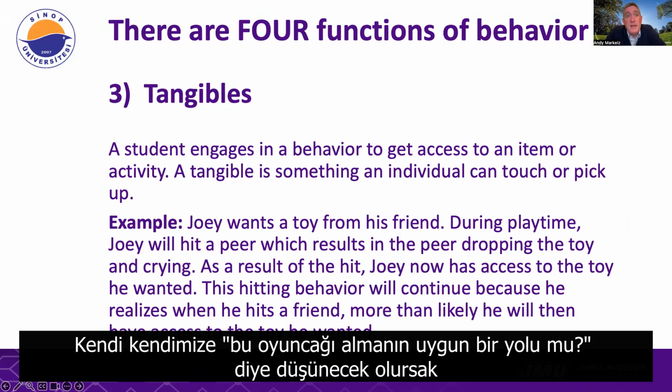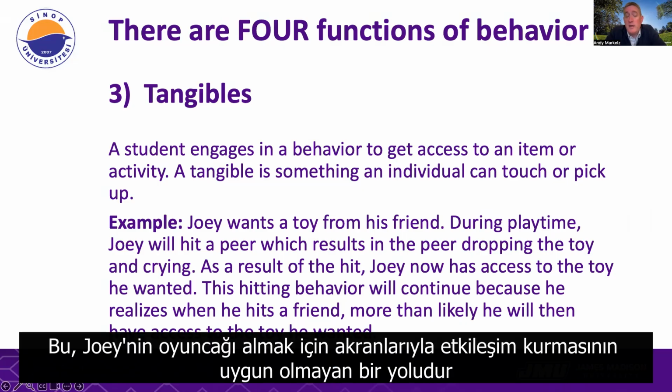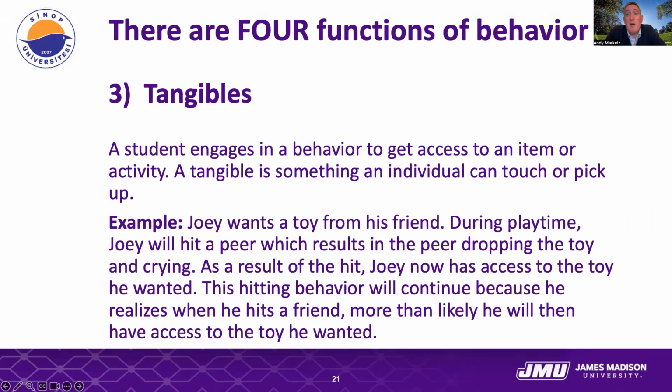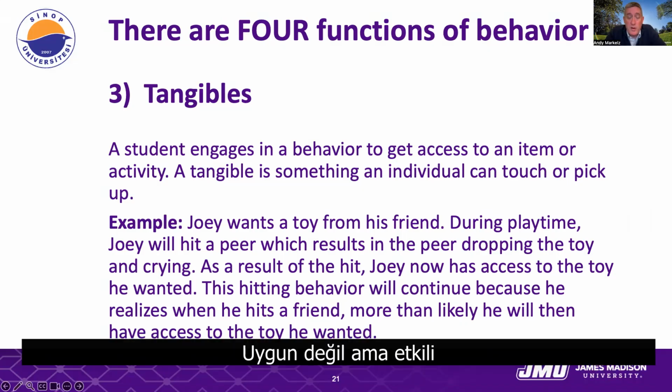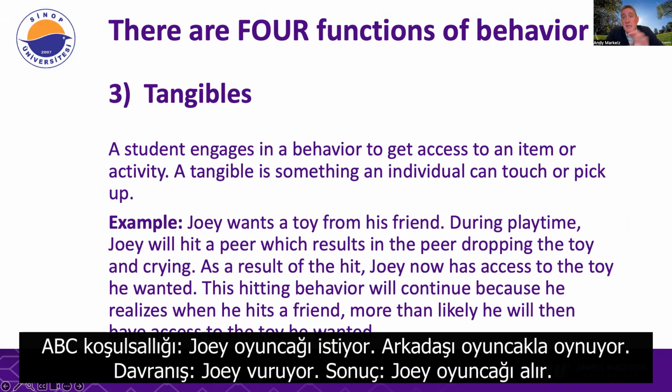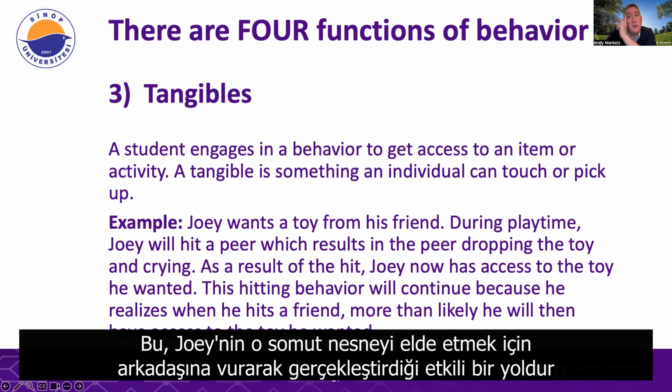So Joey has learned that hitting results in that toy. You think to yourself, is that an appropriate way to get the toy? Well, we would say no. That is an inappropriate way for Joey to interact with peers to get the toy. However, it's a very effective way. Joey has learned that that's an effective way to get the toy from his friend. It's not appropriate, but it's effective. The ABC contingency is Joey wants the toy, and his friend is playing with the toy. The behavior is Joey hits. The consequence is Joey gets the toy. So it's tangible maintained, because hitting his friend is an effective way for Joey to get that tangible.